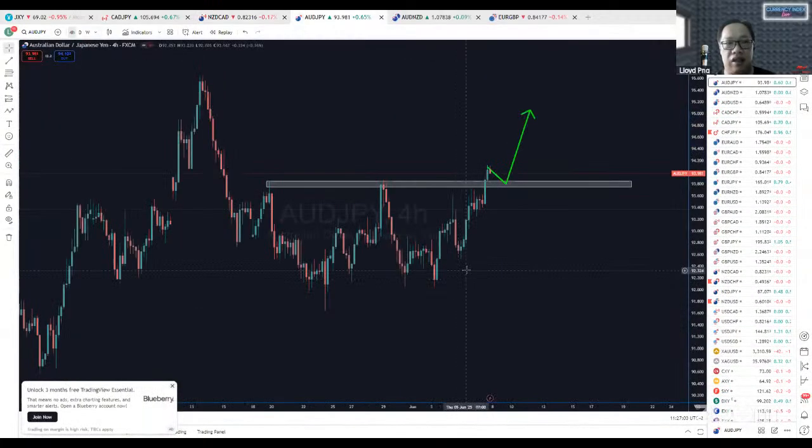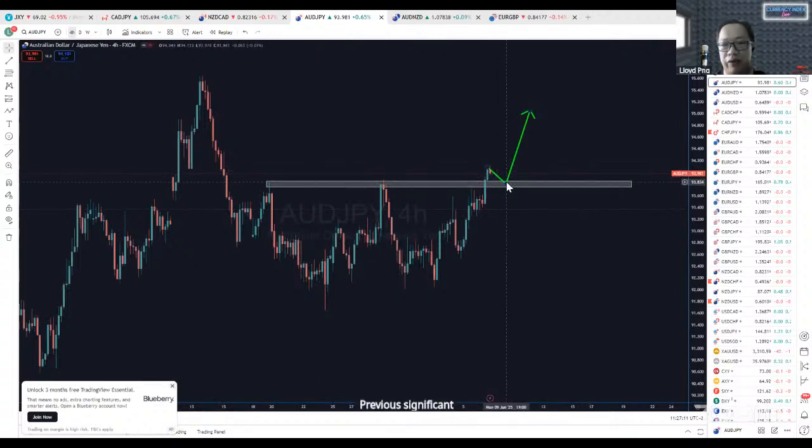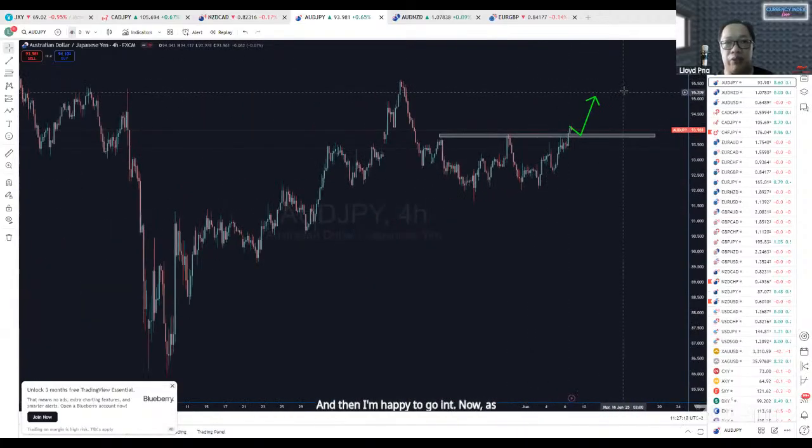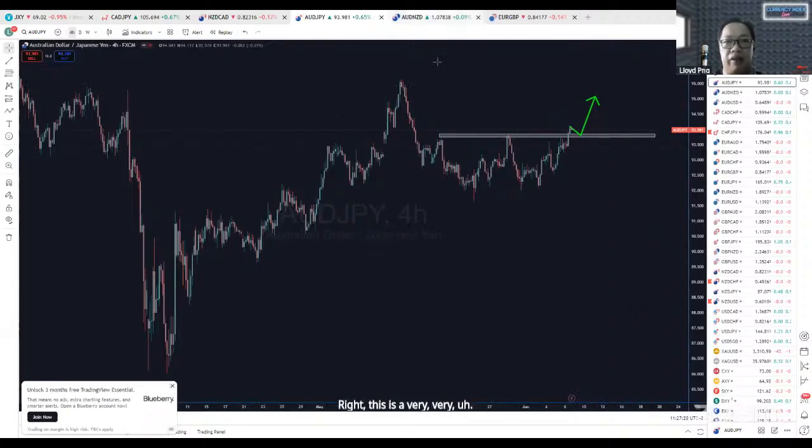Aussie Yen, now very similar to CAD Yen position. You can see that price moves up, moves down, moves up, moves down, breaks the previous significant high, and I'm just waiting for a retest, similar to CAD Yen, and then I'm happy to go in. The previous high position is around the 95 mark. This is where I would scale most of my position. This is a very simple break and retest.